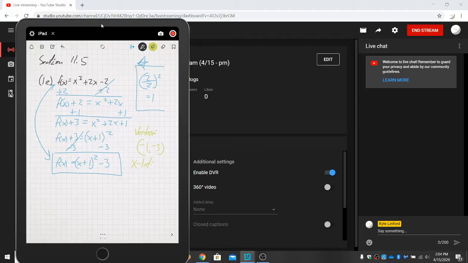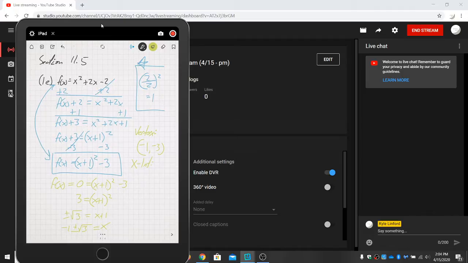So the x-intercepts are found when the function equals 0. So let's go ahead and set x plus 1 squared minus 3 equal to 0. And we're going to solve for x. So I'll add 3 to both sides. And then we can take the square root of 3, the positive and the negative. And then I'll subtract 1 from both sides. So we get -1 plus or minus root 3 is equal to x.